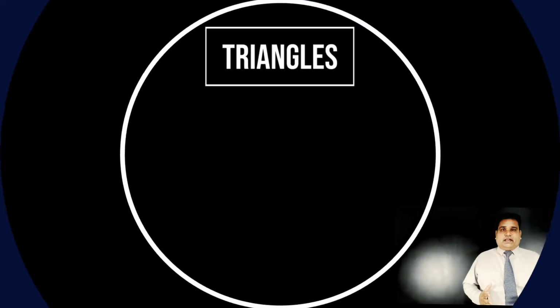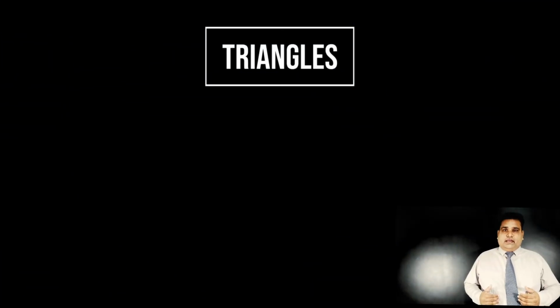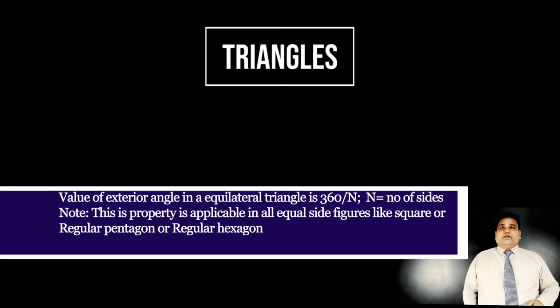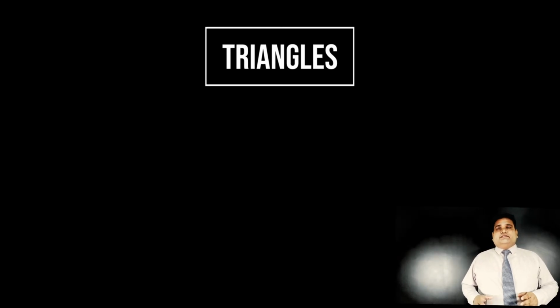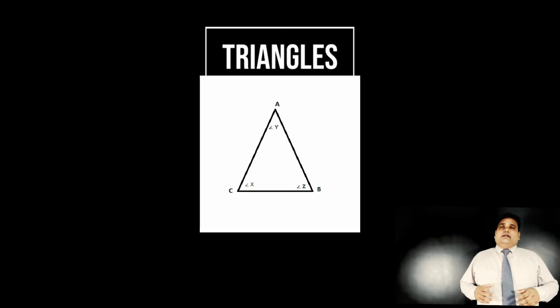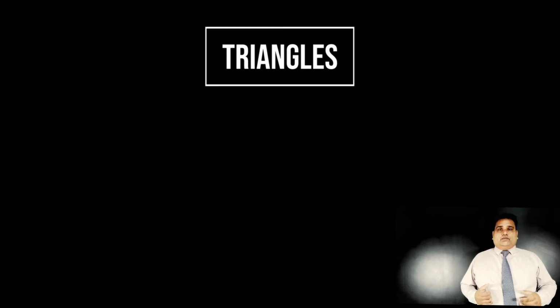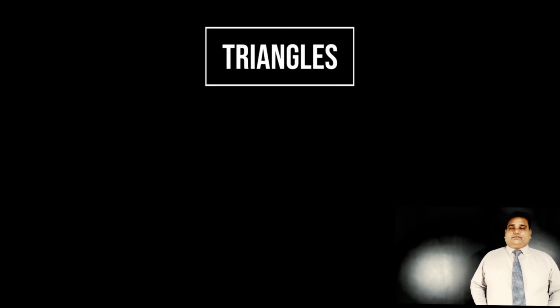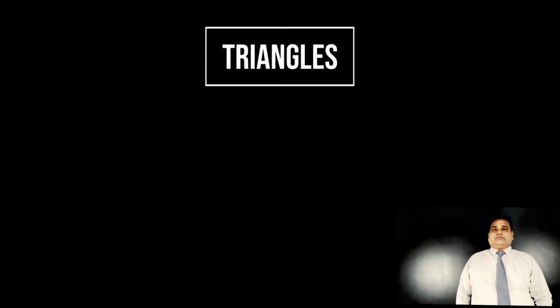Now concept 4: what is the value of an exterior angle in an equilateral triangle? The value of an exterior angle in an equilateral triangle is 360 divided by n, where n is the number of sides. In an equilateral triangle 3 sides are there, so the value of the exterior angle will be 120 degrees. Again, understand this formula is applicable for all regular polygons, whether a square, regular pentagon, hexagon or any other regular polygon, where we can say 360 divided by the number of sides. So we can find the value of the exterior angle of any regular polygon.